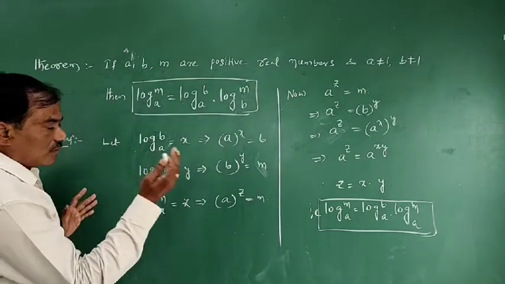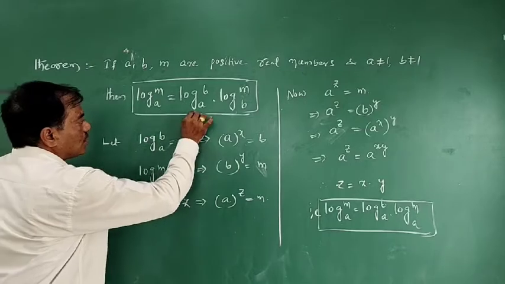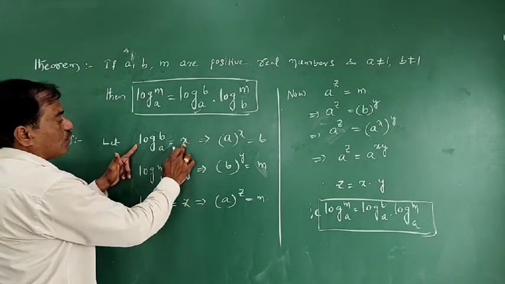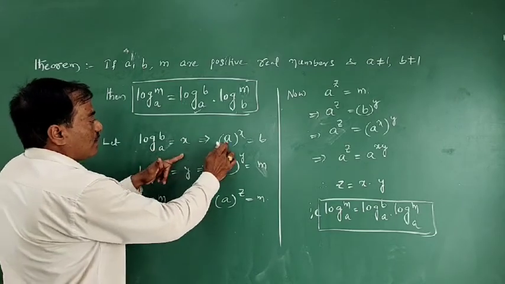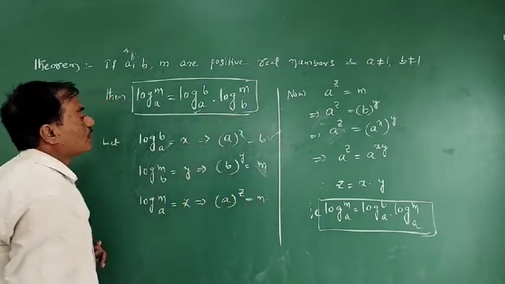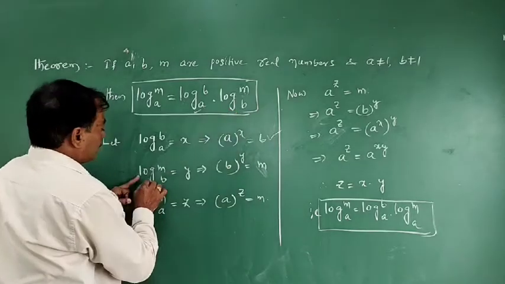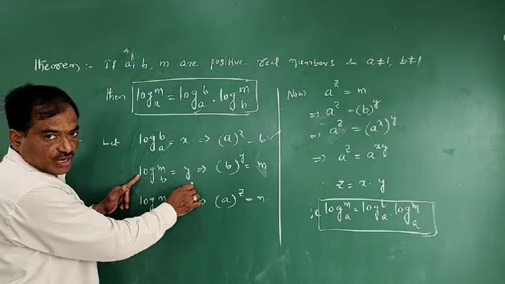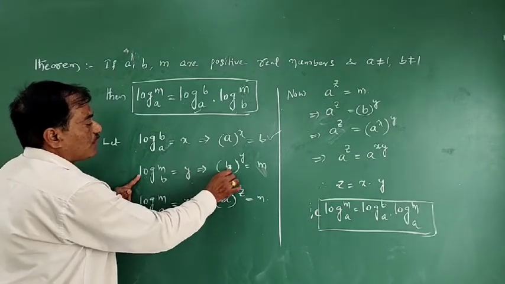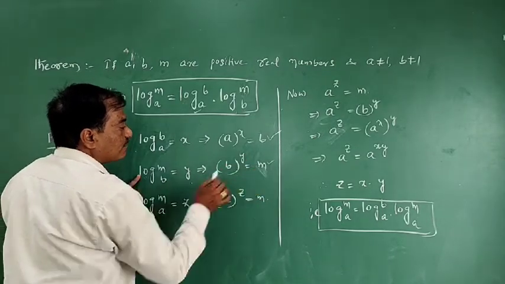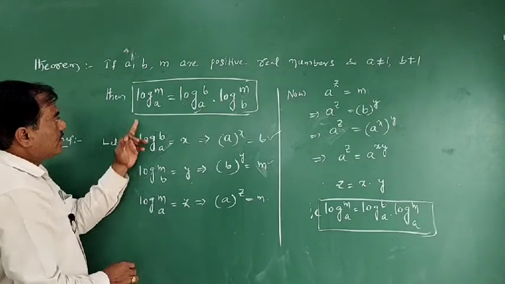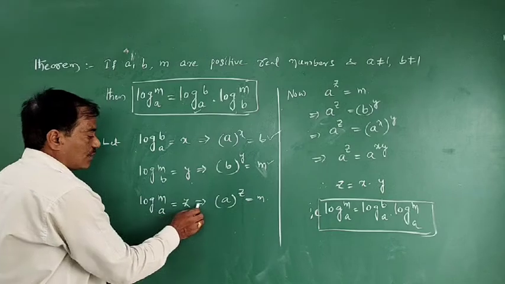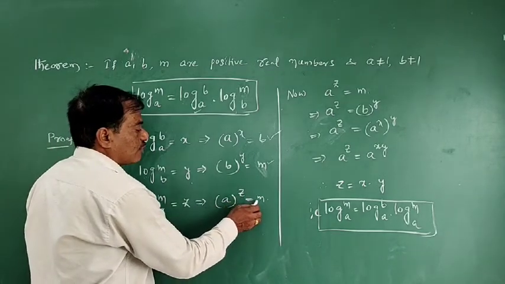First, coming to the right hand side, we assume log b to the base a equal to x, which implies a power x equal to b. And coming to the second logarithm, we assume log m to the base b equal to y, which implies b to the power of y equal to m. And coming to the left hand side, log m to the base a, we assume z. Therefore, a to the power of z equal to m.